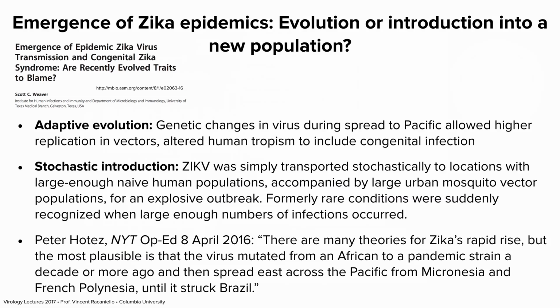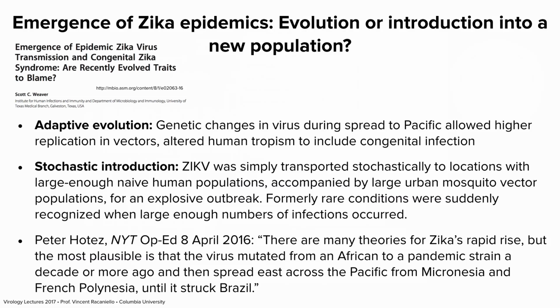One, adaptive evolution: genetic changes in the virus allowed higher replication in vectors, altered tropism to include congenital infection. Or two, stochastic introduction: the virus was simply randomly transported to locations with large enough naive human populations accompanied by large urban mosquito vectors for an explosive outbreak. Formerly rare conditions were suddenly recognized when large enough numbers of infections occurred. And that's completely plausible. That's what happened, I think, with West Nile virus.